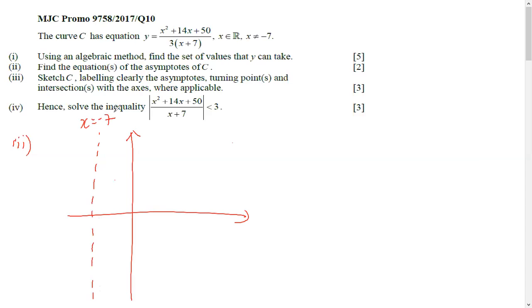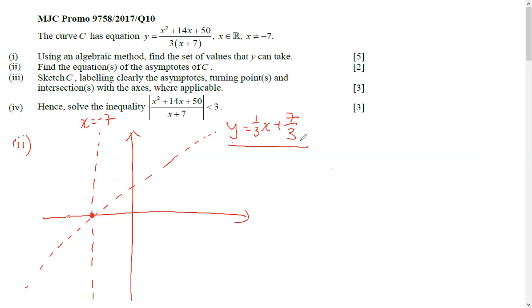And then we also have my oblique asymptote, which is y equals 1/3 x plus 7/3. Take note, they should be intersecting at this point. It must be shown, because the x-intercept for this is also -7 if you work it out.